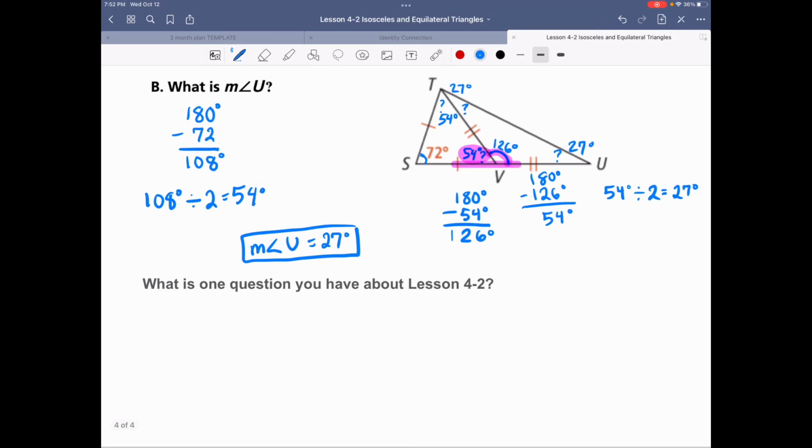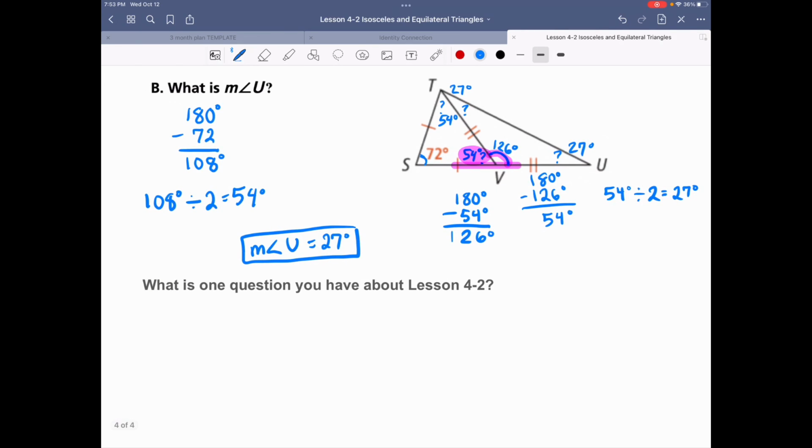So before we leave today, I want you to ask one question. So what is a question that you have about lesson 4.2? So before we finish the notes, answer that, and then you can start your assignment.